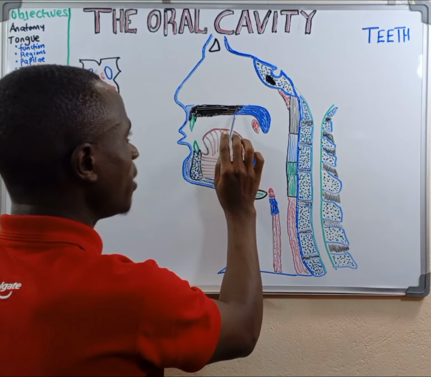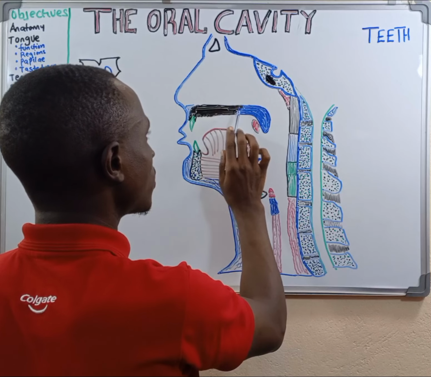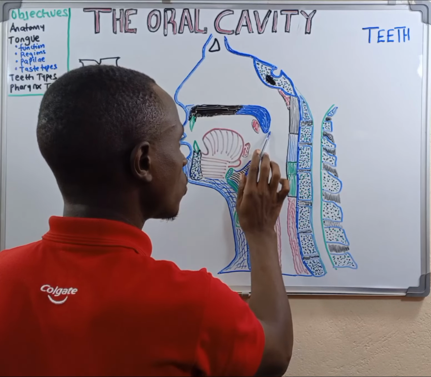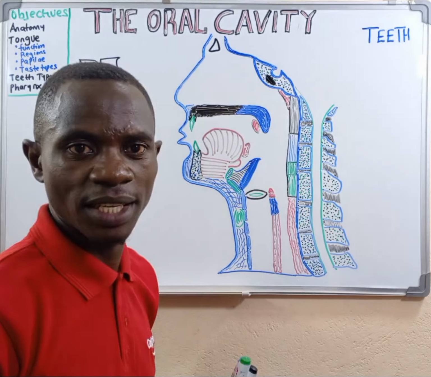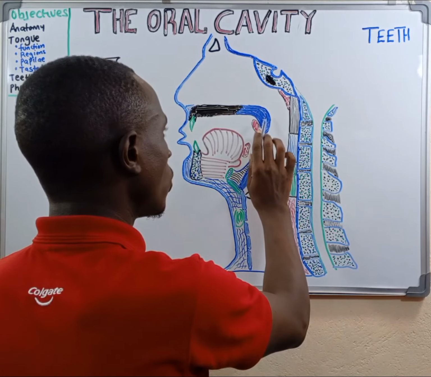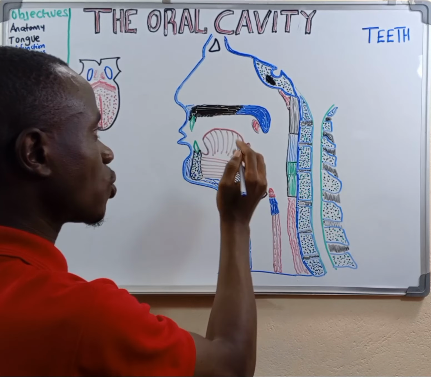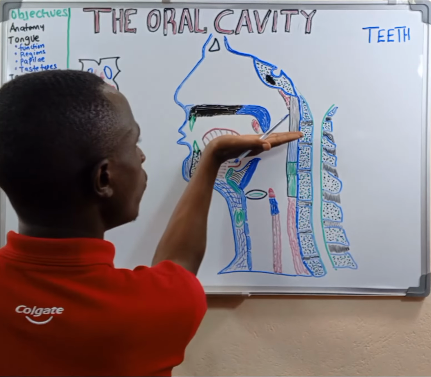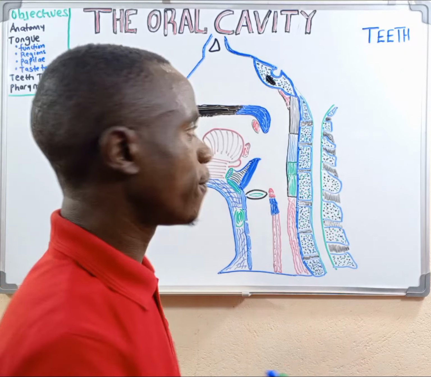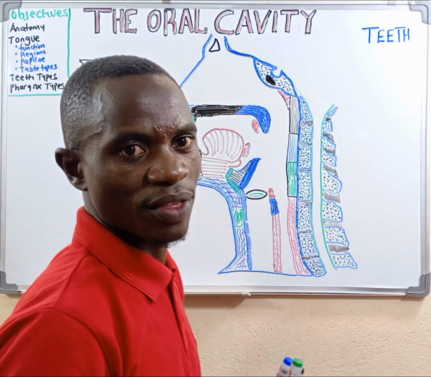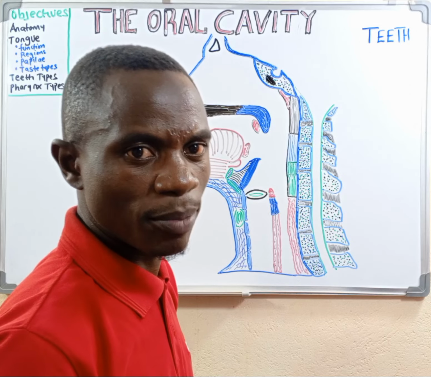Then posteriorly, just next to the hard palate, you have this structure which has a lot of muscles, which we call the soft palate. The soft palate is very important because during the swallowing process, it moves up to close the nasopharynx, so as to stop food from flushing into the nasal cavity. It is such a beautiful thing.